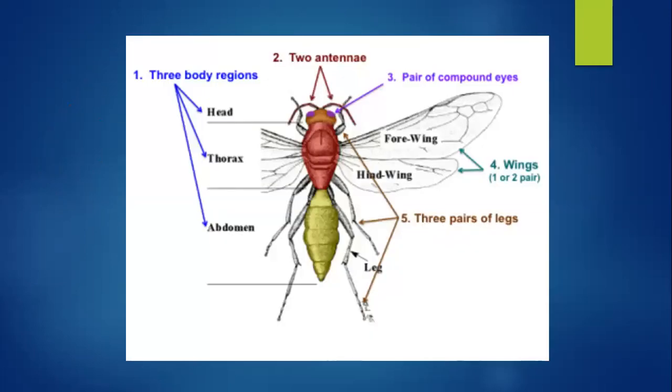So this is the structure of an insect. Insects have segmented bodies. The body is divided into different regions in the form of segments. Here the body is divided into head, thorax, and abdomen. You can see three body regions. The head bears the two antennae, mouth parts, and eyes.